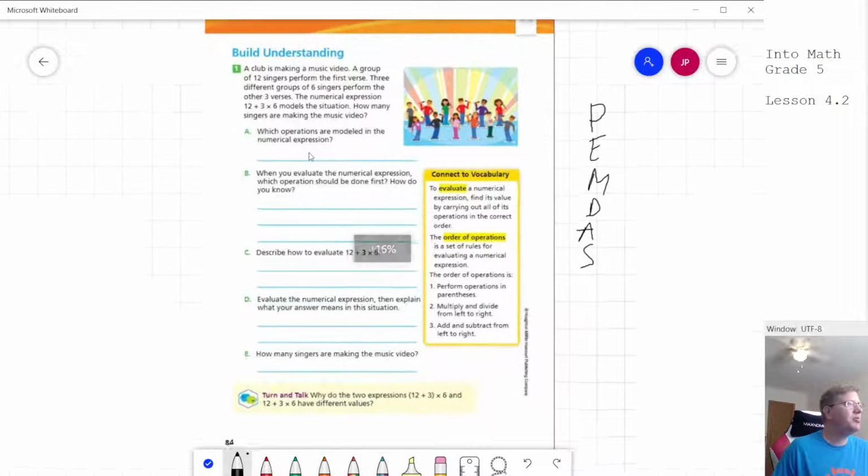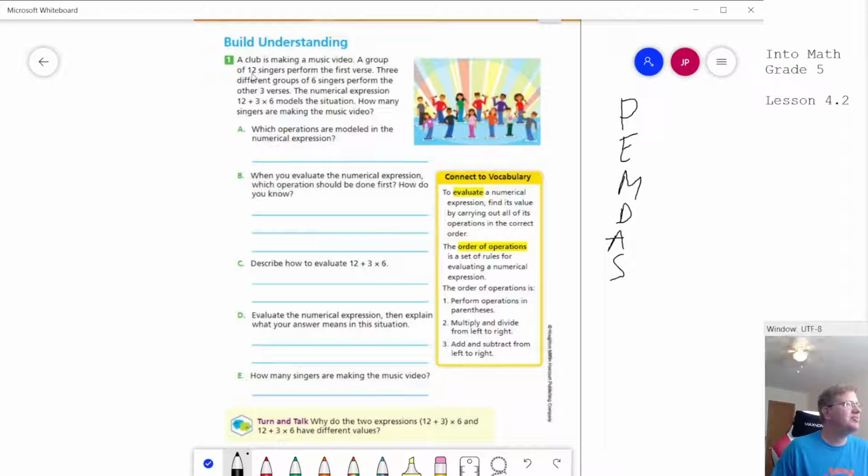And so for this problem, we are going to have a group of 12 singers. We're going to have three different groups of 6 singers perform the other 3 verses. And so when we're making our music video, we're going to have a number of students, and we want to figure out how many we are going to have. So what operations are modeled? We are going to have multiplication and addition. So I'm just going to abbreviate for that. When we evaluate the numerical expression, we need to multiply first.